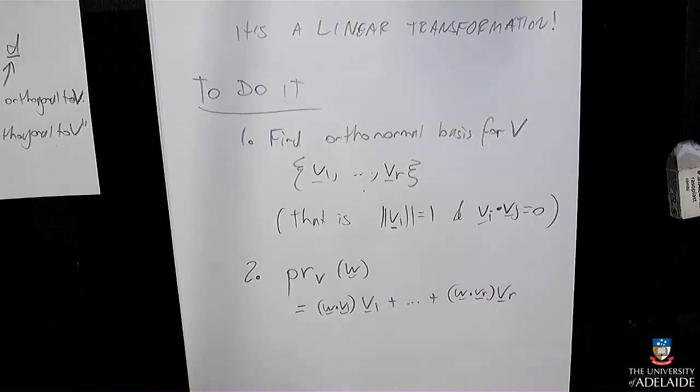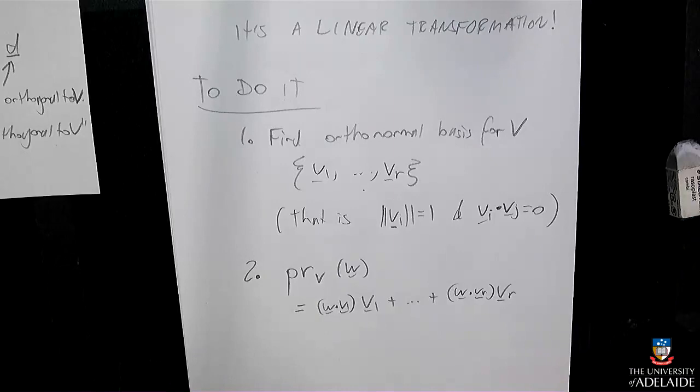And that's how to do an orthogonal projection. If we think carefully, we know that we can find an alternative way to do this. Because it's a linear transformation, it must be possible to do it with a matrix.